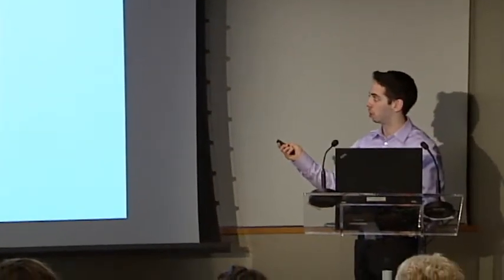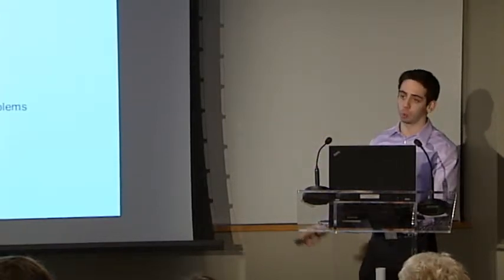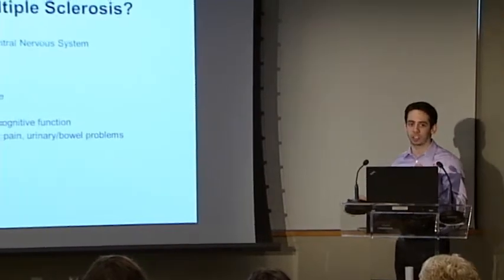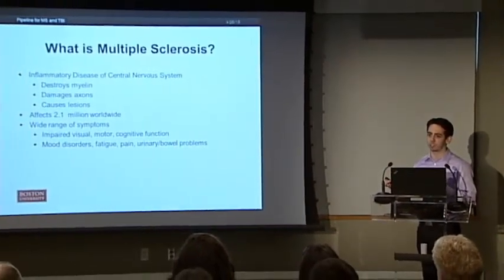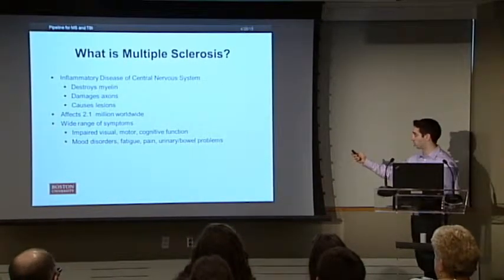Multiple sclerosis affects 2.1 million people worldwide. There's a wide range of symptoms, as you can imagine. Your neurons innervate pretty much everything that happens in your body. So you can imagine what happens if signals are not being sent or signals are being sent too slowly. There's a wide range of problems.